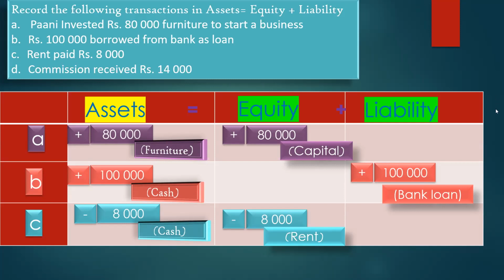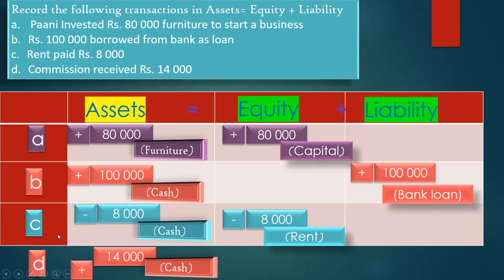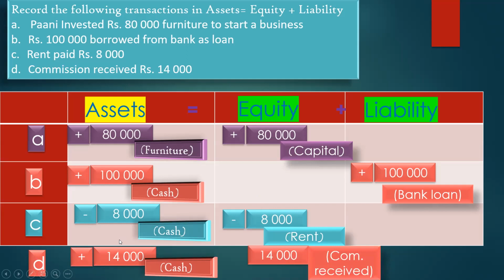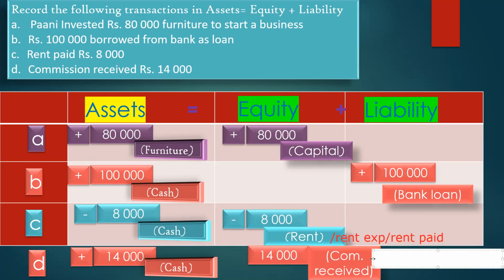Right. So let's see the answer. D. Commission received means you receive money. You receive cash, 14,000, so cash increases by 14,000. Likewise, commission received is an income, so it comes under equity. Listen everyone carefully. C, rent paid: you can say rent, rent paid, or rent expense. All are correct. But for the commission received, you have to write commission received.